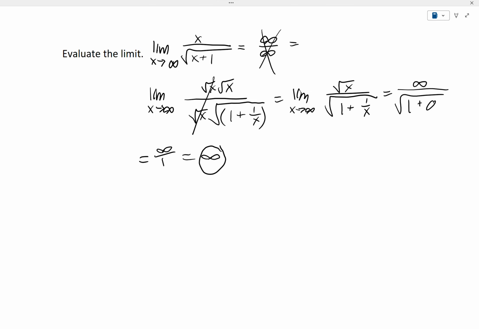And depending on different contexts, sometimes infinity is considered to be "does not exist" for the limit, and sometimes you'll be expected to say the limit is equal to infinity. Usually you say the limit does not exist, because it approaches infinity. So that's how you do this kind of limit problem.